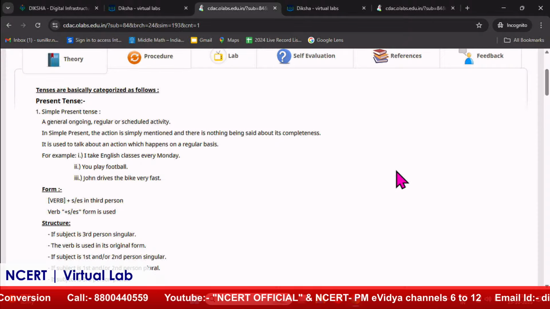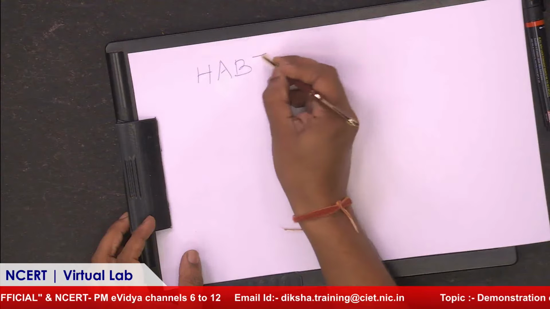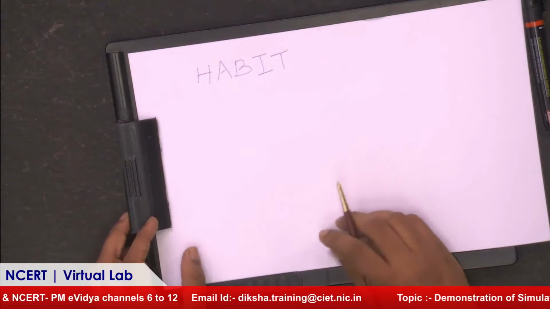So, it is a matter of habit. I will give you a quick shortcut to remember: anything that is a matter of habit is simple present tense. For example, I write, I read, I go to office, I go to school, I exercise. Anything that is a matter of your habit, which you keep doing, is simple present tense.